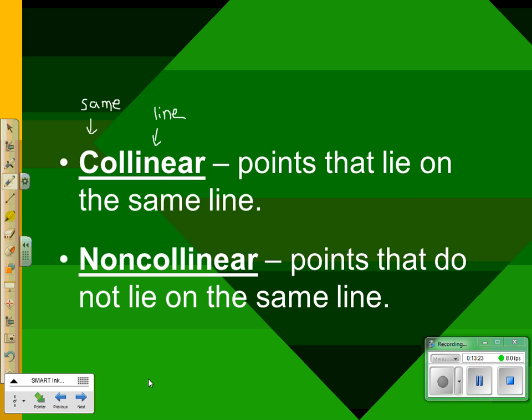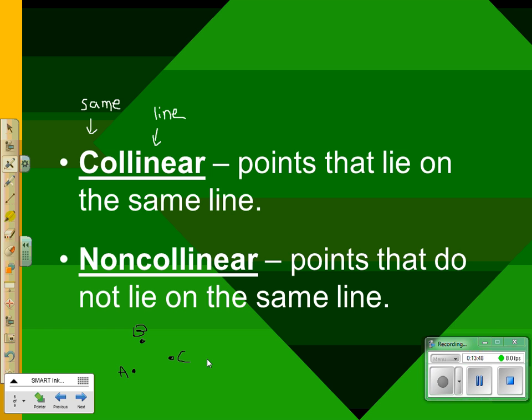So an example of what those could look like, I'm going to plot 3 points. Point A, point B, point C. As a whole, are A, B, and C collinear or non-collinear? Not, because there is no way that I can draw a single line that goes through all 3.